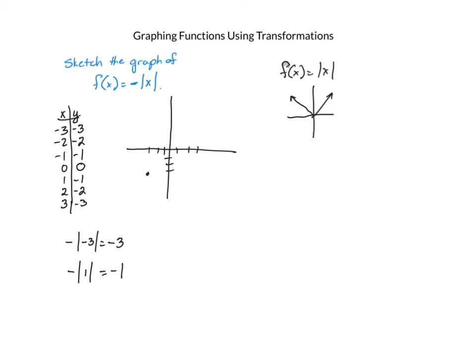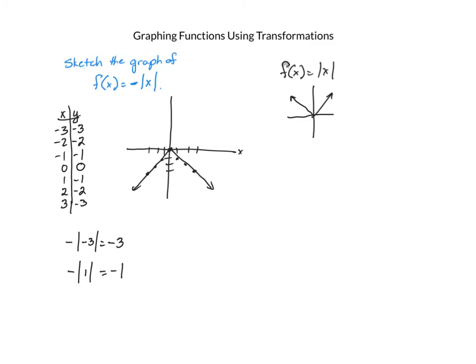-3, -3, and +3, -3. -2, -2, and +2, -2. Similarly, -1, -1, and 1, -1, and 0, 0. And our graph looks like this. And notice our function has been reflected about or across the x-axis.